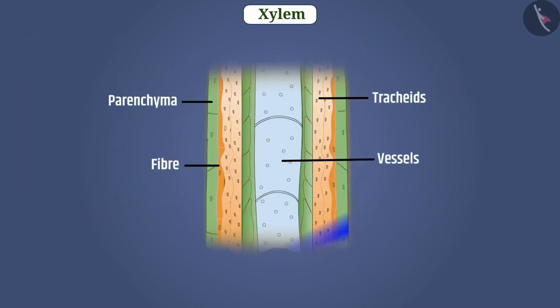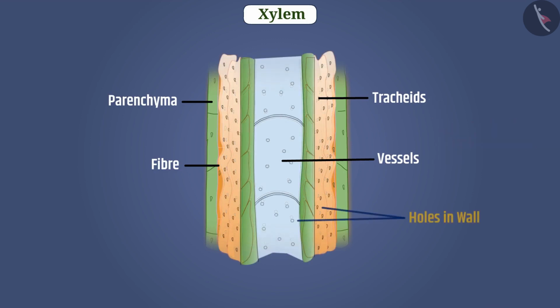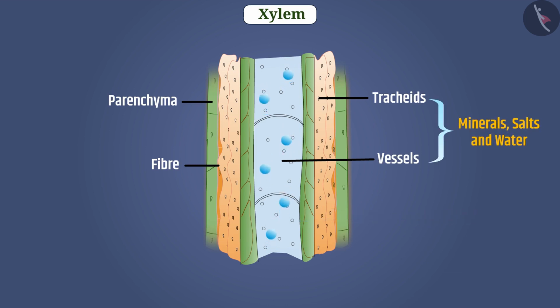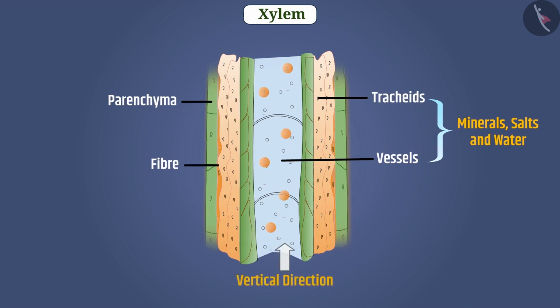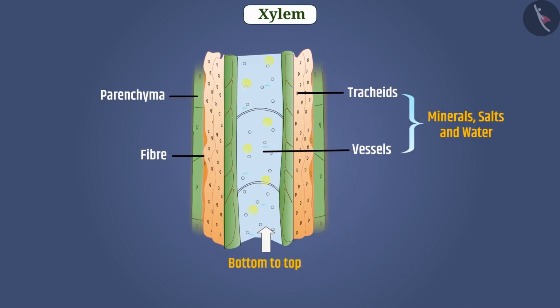The structure of tracheids and vessels is tubular, and their cell wall contains lignin, so their wall is thick, as well as there are holes in their walls. These are connected vertically to each other like a perforated pipe. Through these, the minerals, salts, and water are transported in vertical direction from bottom to top.